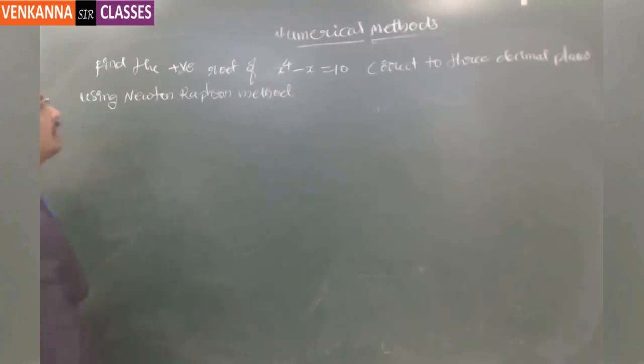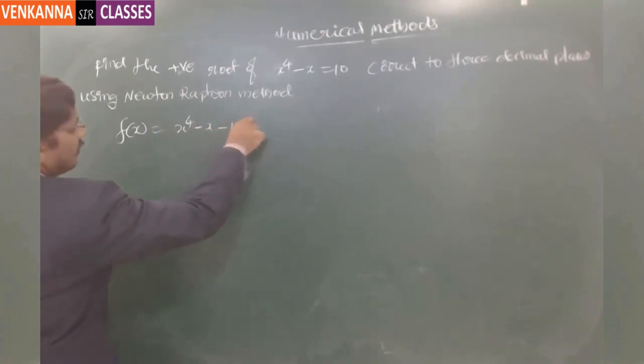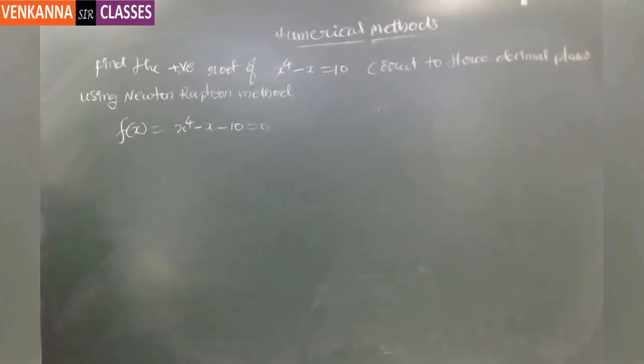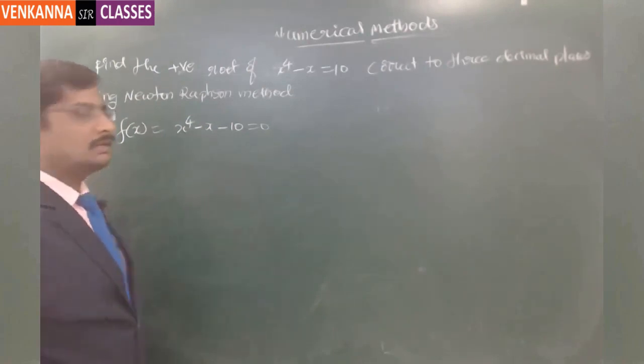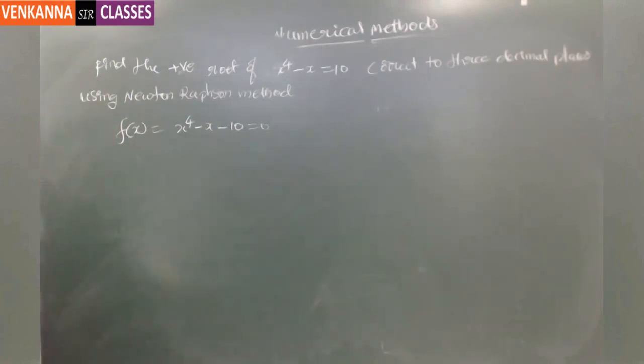Now here the function is f of x equal to x power 4 minus x minus 10 equal to 0. First you have to express it in the form f of x equal to 0. Then once we express it in this format, as per the Newton iterative method, we find the next approximation. First you have to identify an approximate solution.